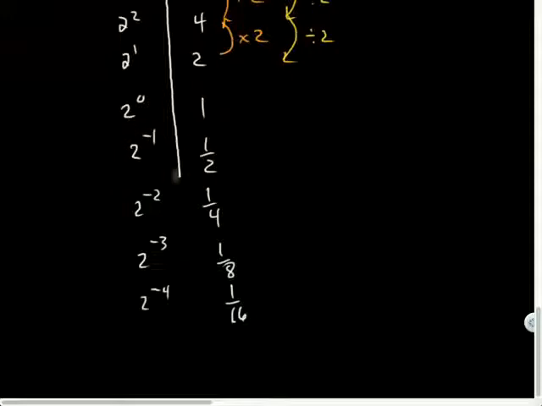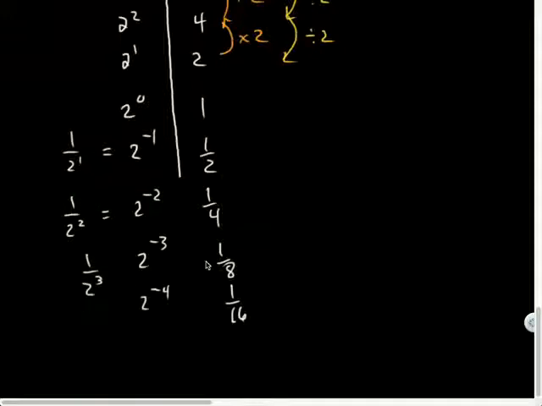But what I want to point out is 2 to the negative 1, that's the same as 1 over 2 to the first, right? 1/2. And this is the same as 1 over 2 squared. 2 squared is 4, right? 1/4. So negative exponents do not make things negative. They flip. They reciprocate. Okay? Is what I want to point out.